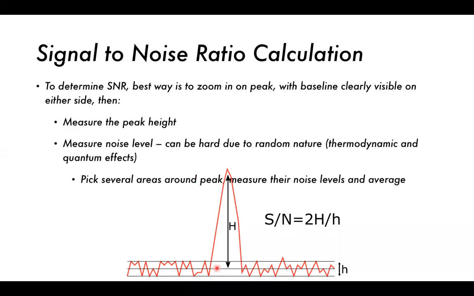So to determine signal to noise ratio, the best way is to zoom in on a peak with baseline clearly visible on either side, and then measure the peak height and measure the noise level, which can be hard due to the random nature, such as thermodynamics and quantum effects, which I just spoke about a moment ago. And then we should pick several areas around the peak and measure their noise levels and average, which will give us this small h value. And so the signal to noise ratio calculation can be done like this. Signal to noise is 2H over h.